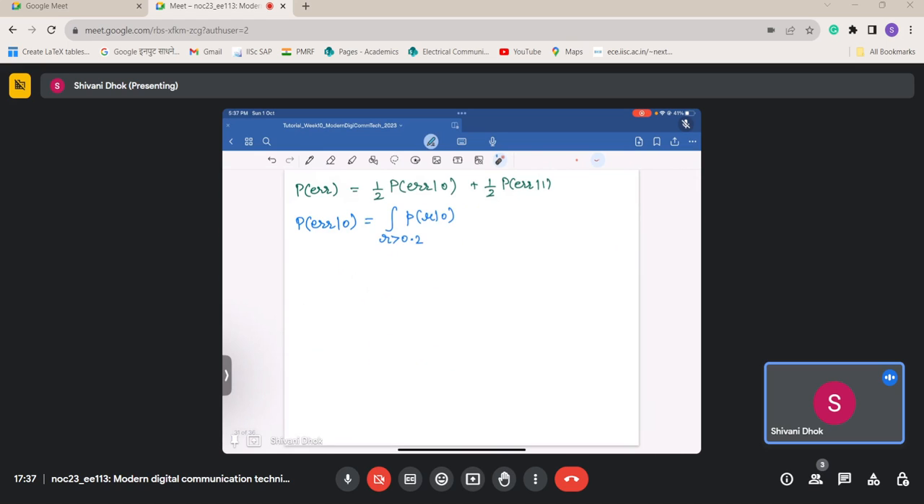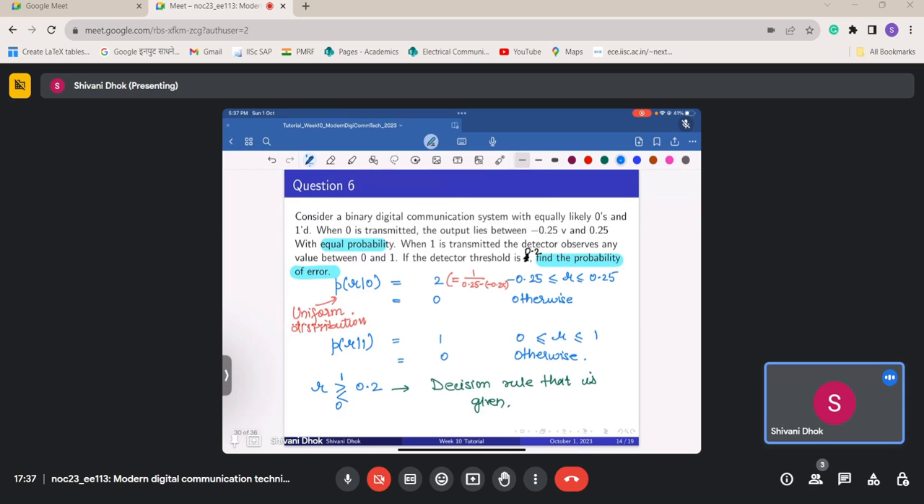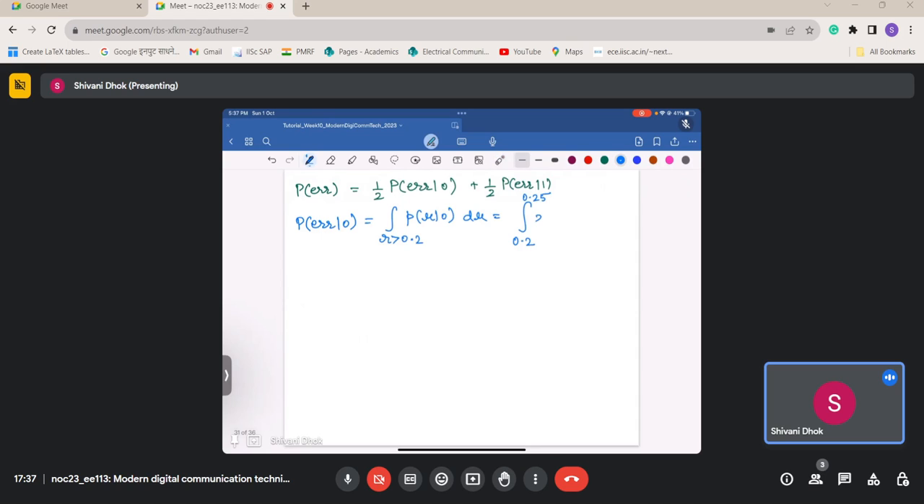So this is equal to integrating over the region of 0.2 to 0.25 the PDF of R given 0. The PDF of R given 0 in this particular region is 2, otherwise it's 0. So we have 2 dr. So this is equal to 2 multiplied by 0.25 minus 0.2, which is equal to 2 multiplied by 0.05, which is equal to 0.1.